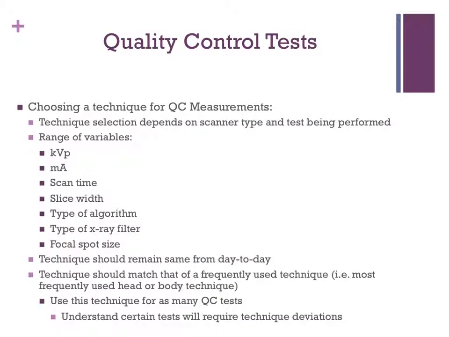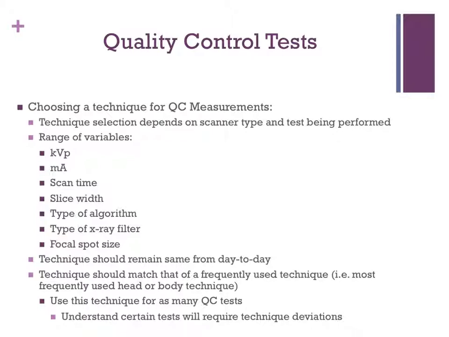Now we will discuss some details of testing procedures, the equipment required, interpretation of the results, and some suggestions for acceptable limits and how often the test should be performed. The selection of techniques for the QC test depends on the type of CT scanner and the test being performed. A range of variables can be selected for each test, and these include peak kilovoltage, milliamperage, scan time, slice width, type of algorithm, type of X-ray filter, and focal spot size.